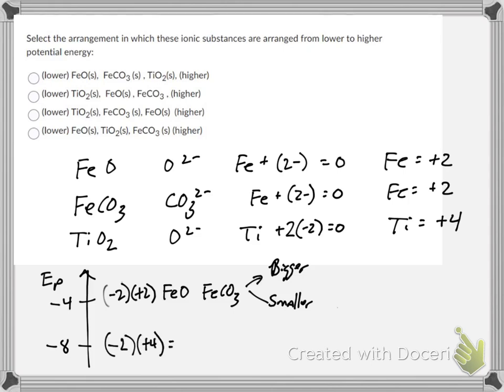There's only one -8, that's titanium oxide, so that's definitely the lowest potential energy. And then we see FeO, the O only has 1 atom, but CO3 has 4 atoms, so carbonate is definitely much bigger, and is expected to be the highest potential energy. So titanium oxide, TiO2, is the lowest, and FeCO3 is the highest.